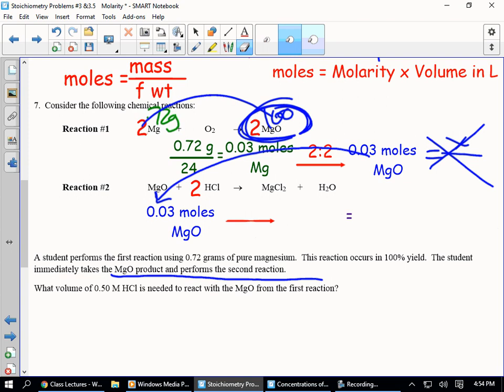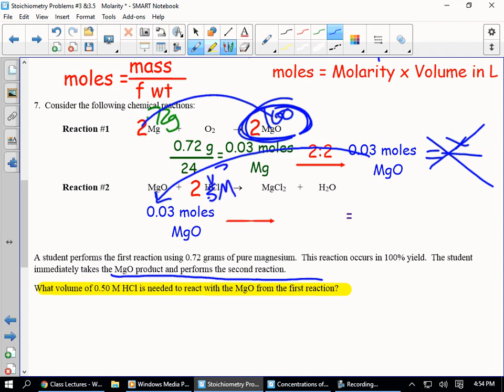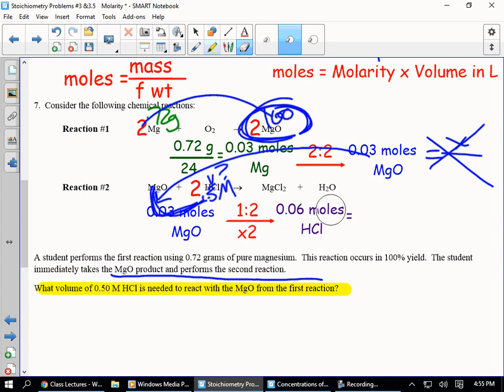And the second half of the question here says, what volume of 0.5 molar HCl is needed to react with all of that MgO? So I have 0.5 molar HCl. I want to know the volume of this. So this is a what to what ratio? 1 to 2. So I'm going to double that. So I'm looking at, I need 0.06 moles of HCl.